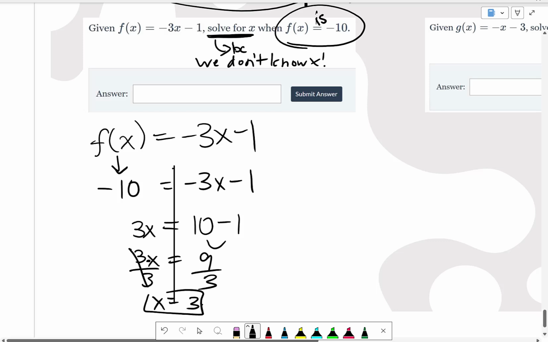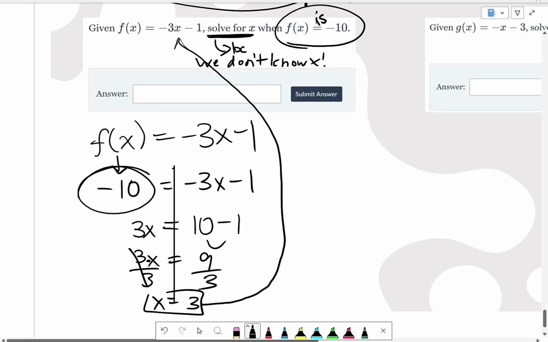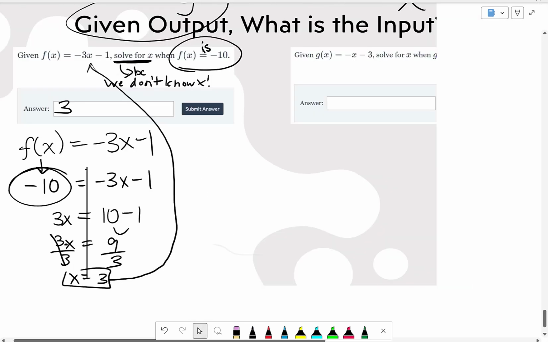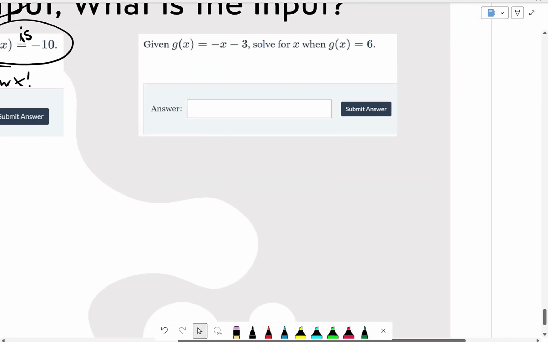What this means is if I take this x value of 3 and I put it into this function, I'm going to get that the y value is negative 10. So we are working backwards in this problem. Again, take a few minutes and then solve this last problem.